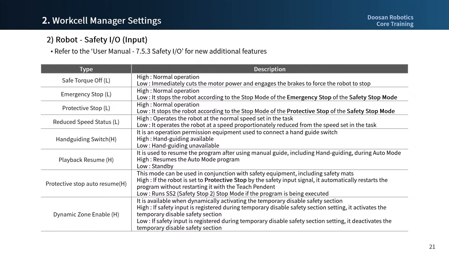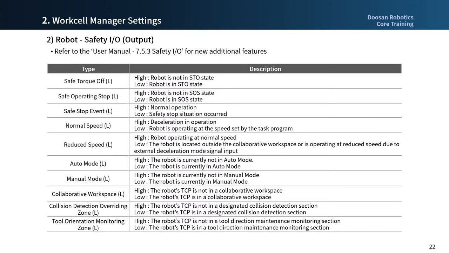Safety input is controlled by receiving safety input signals such as safety takeoff, emergency stop, protective stop, and reduce the speed status. Most signals are set to low for a safer condition. Similarly, when you download the user manual from the RoboLab website, you can find detailed instructions for each signal, including the latest features. You can output the status information of emergency stop signal or safety takeoff signal and so on. Please refer to the user manual for new additional features.